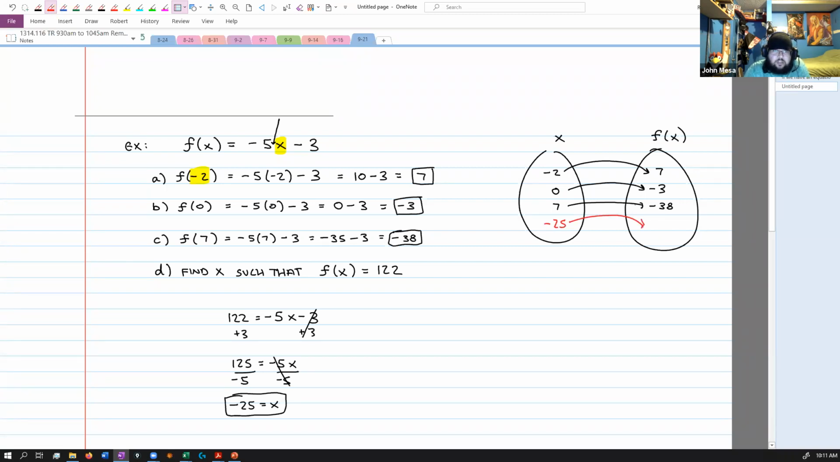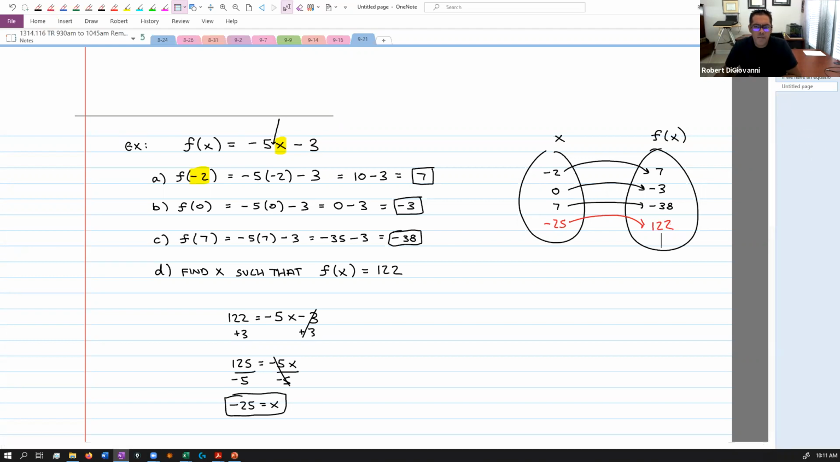So for the last problem, whenever it says that f of x is... John, I can't hear you. You sound real muffled. How's that? Better? There you go.